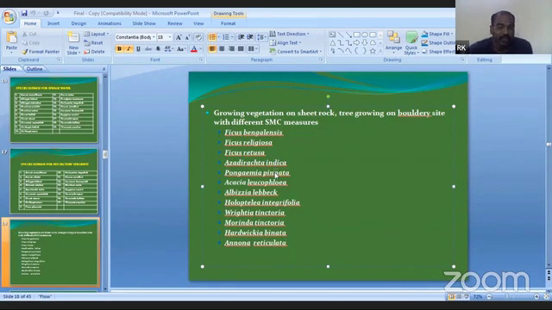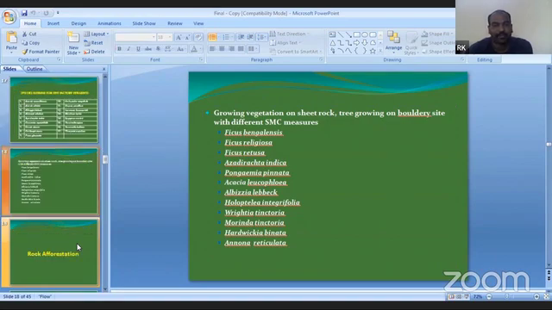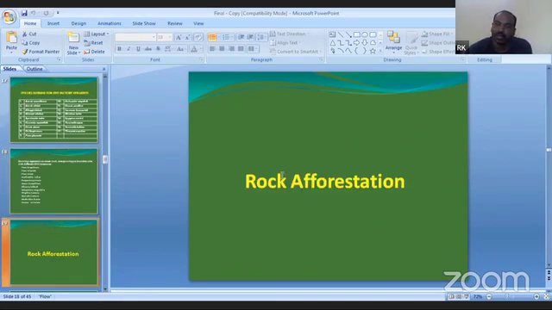Pongamia pinnata, whose old name is Derris indica. Acacia leucophloea, Albizia lebbeck, Calotropis, Tecoma, Morinda tinctoria, Annona reticulata, and Annona squamosa are also suitable. Annona squamosa is custard apple, our normal fruit. That also is suitable for the rock area. So now we go for the rock afforestation.